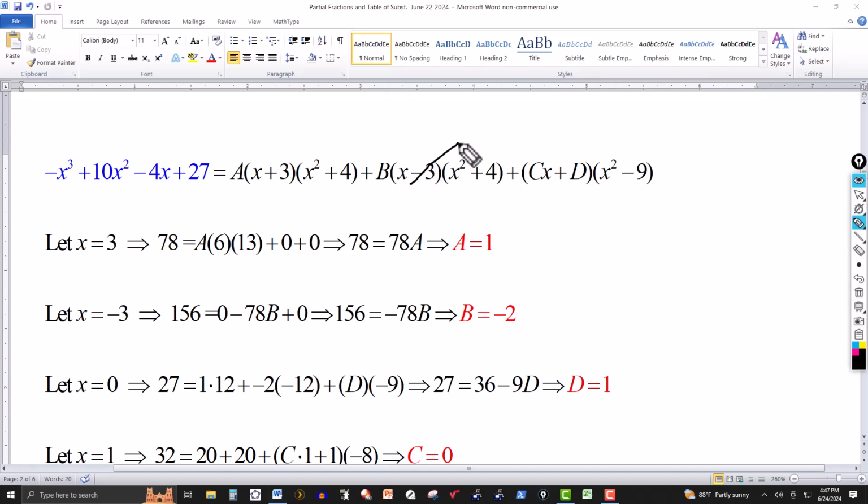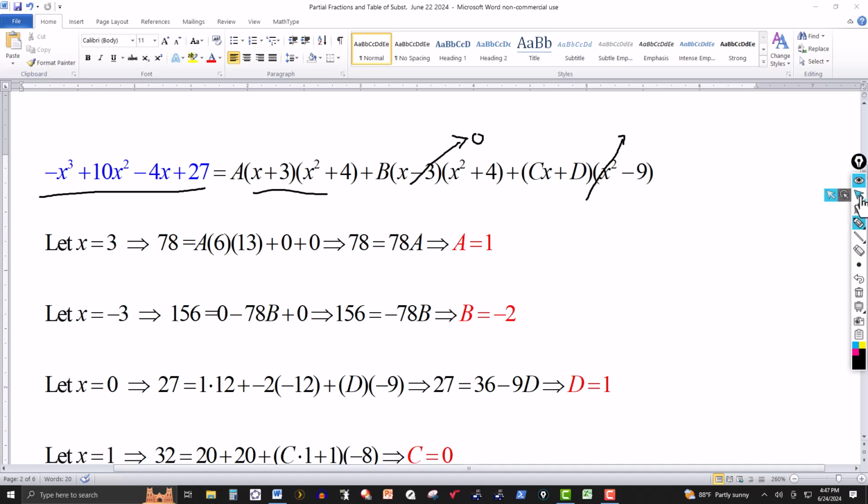Plugging in 3 here, this goes to 0. Plugging 3 here where the x squared minus 9 is, that gives me 9 minus 9. That gets wiped out, 0. All I'm left with is this. So what is that? 3 and 3 is 6 there. 3 squared is 9 and 4 is 13. So 6 times 13 is 78. That's A. And then if I plug in 3 over here, that gives me 78.